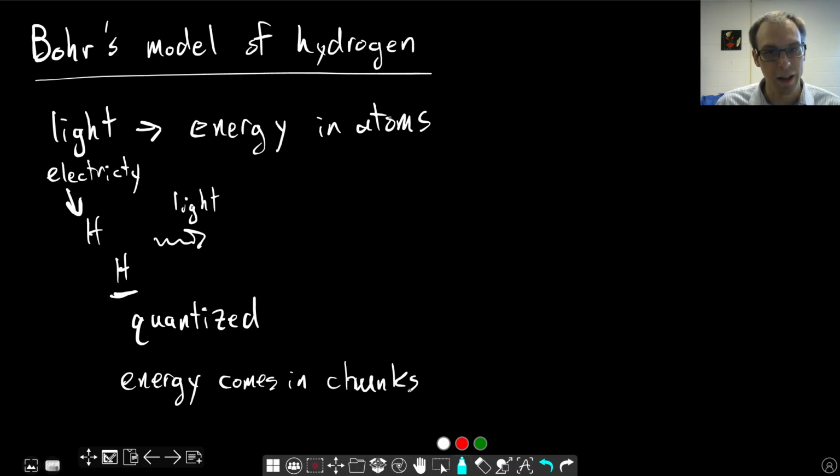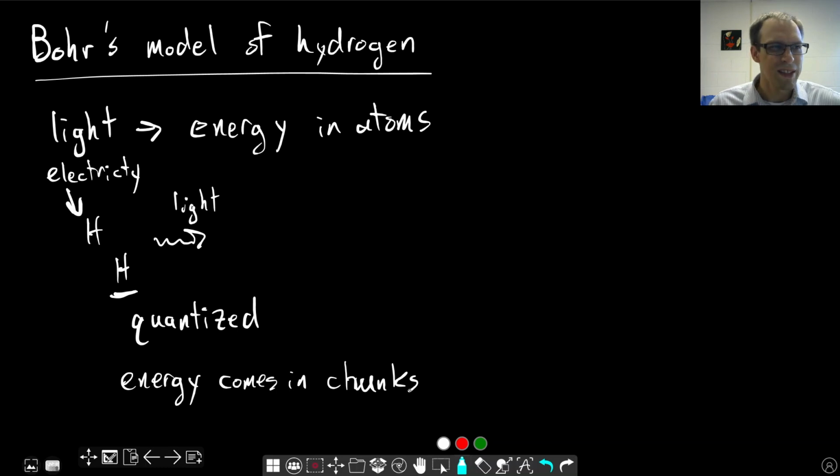Because if this behaved like a large macroscopic object, like something we could hold, we would expect that you put some energy in, you can get any value of energy out, and the light would come out all sorts of different colors, instead of just these very specific colors that we observe in the emission spectrum of hydrogen.